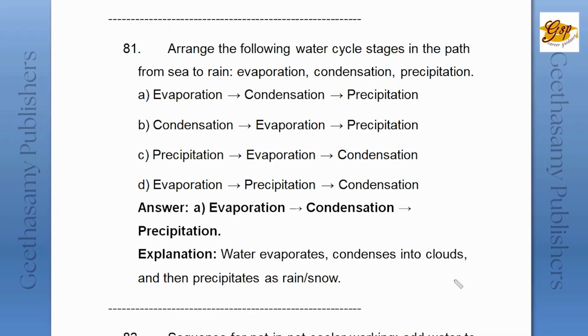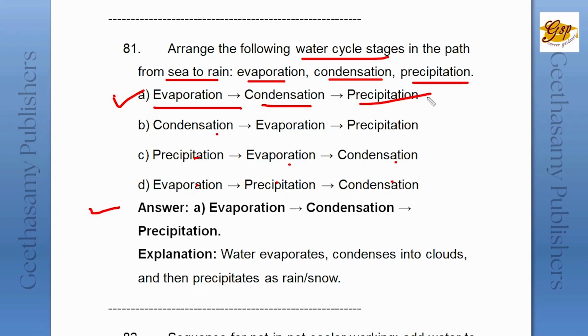Again, it's a sequence. Arrange the following water cycle stages from sea to air: evaporation, condensation, precipitation, in different orders. The correct answer is A: first evaporation, then condensation, then precipitation. Fine. So water evaporates, condenses into cloud, then precipitates as rain or snow.